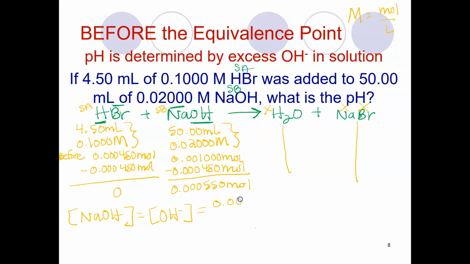So I'm going to take 0.000550 moles, and we're going to have to divide that by liters. So moles of solute divided by liters of solution. Well, this is data from a titration question. The 50.00 milliliters of sodium hydroxide was in the beaker, and the 0.1 molarity hydrobromic acid was in the burette. And what they did was they just added HBr, and they stopped at 4.50 milliliters. And now we're supposed to figure out the pH.